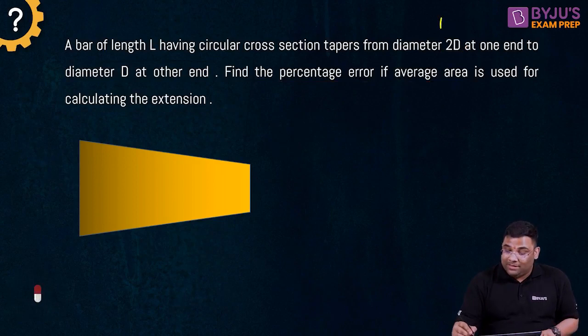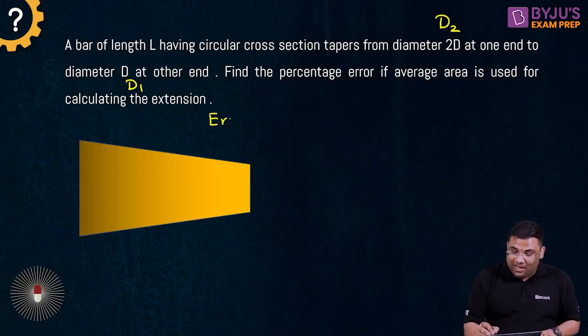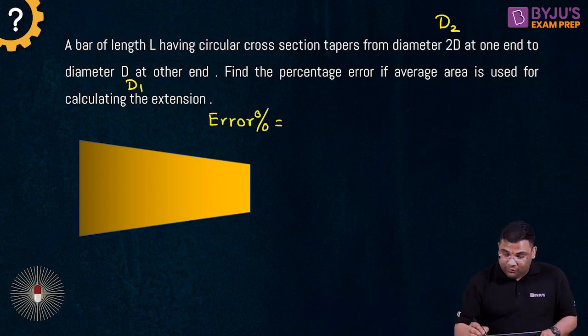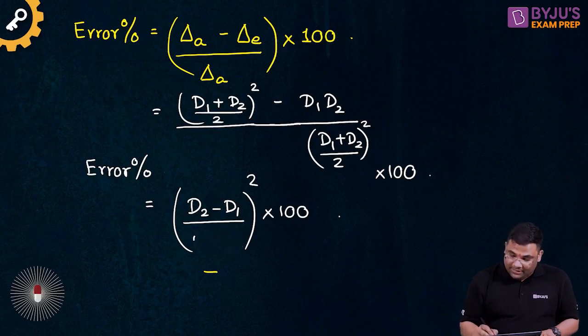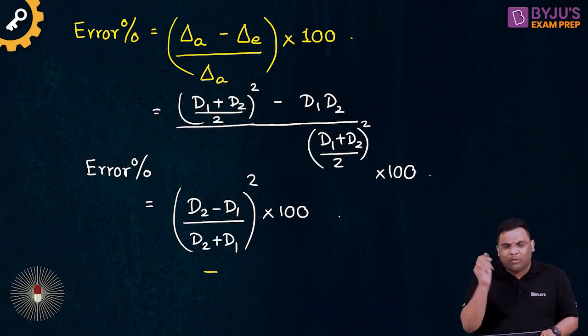You see, this is d2, this is d1. So the error percentage will be how much? The error percentage will be d1 minus d2, or I can say d2 is more, so I can take it d2 minus d1. Doesn't matter, right? Doesn't matter, because we are making it square. So d2 minus d1 we can say, right? And this will be what? I can say d2 plus d1. Doesn't matter, right? Because we are making a square of this.